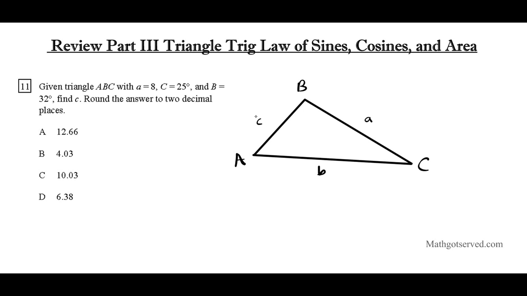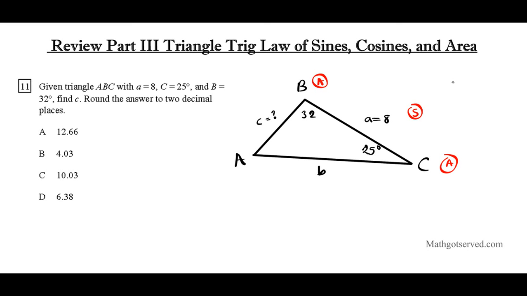Okay. All right, so little a is 8. Big C is 25. You put the angles inside and the side measures outside. So big C is 25. Big B is 32. And we have to find little c. So that's what we're looking for. All right, so let's look at the situation that we have here. We have angle, side, angle.